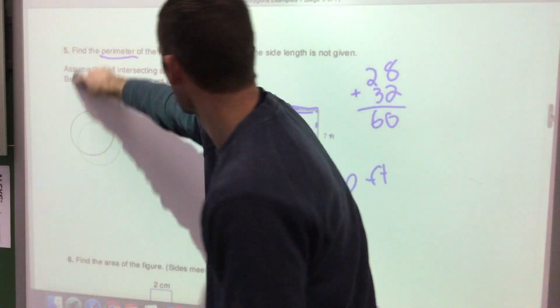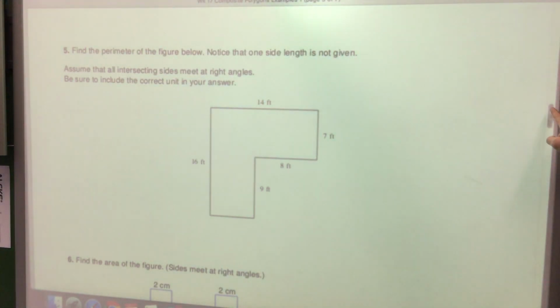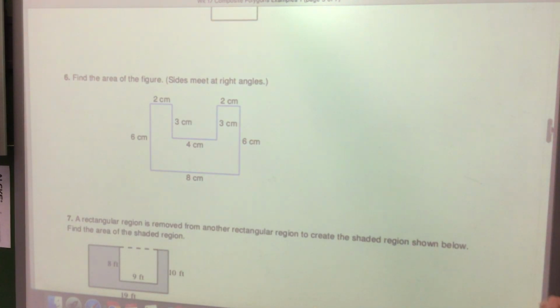It's a good idea to check your work. You can do that pretty quickly. Okay, find the area of this figure.